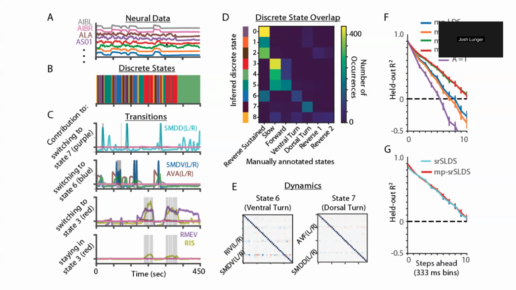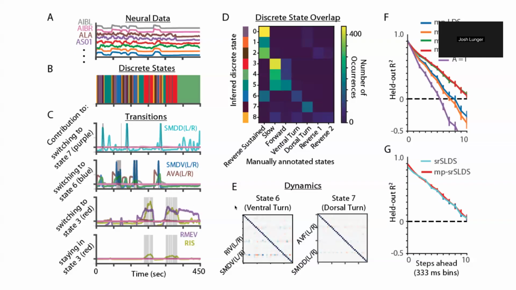What else can we do with this model? Okay, so here's our neural data. These are our populations of neurons. So we can tell which population of neurons corresponds with which transition to different discrete states. We can tell, for example, that the SMDD population encodes for transitioning to state 7, which is purple, which is reversal, and then red, which is slow, is encoded by the RMEV and RIS populations. Very exciting stuff that is pulled out with an unsupervised model.